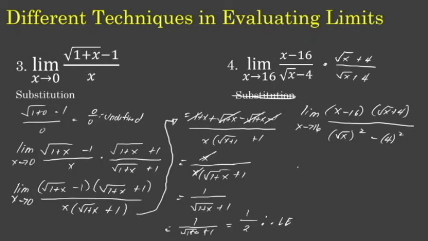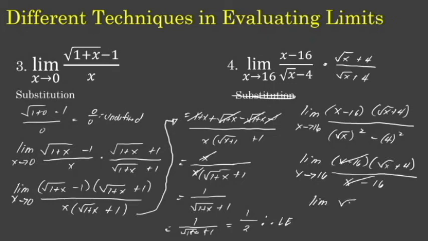Okay. Then afterwards, pwede natin itong i-evaluate. So, we have the limit of x minus 16 times square root of x plus 4 all over square root of x squared. Square root of x squared is simply x, and then 4 squared is 16. So, minus 16. And napansin, as x approaches to 16, merong common factor. So, we can cancel that. Ang matitira na lang sa atin ay square root of x plus 4 as x approaches to 16.